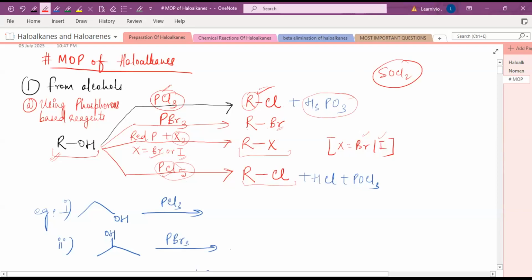You will get RCl. When you treat alcohol with PCl3, PCl5, or SOCl2, the main product will be the same, that is your RCl. But your byproduct is different in each case. In the case of PCl3, you will get H3PO3 as a byproduct, and in the case of PCl5, you get HCl plus POCl3. So just remember that. That's the difference between these. Got it?